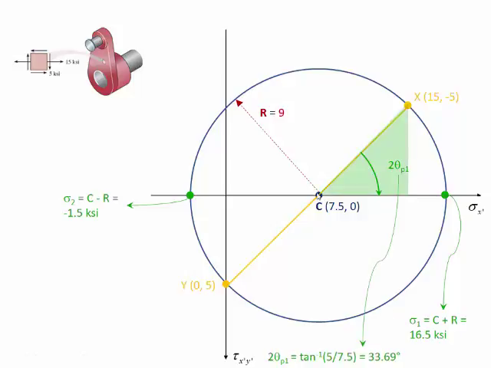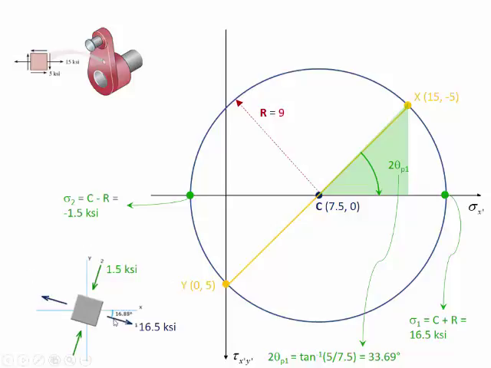Therefore, 2 theta p1 is the arctangent of 5 divided by 7.5, or 33.69 degrees, which divided by 2 ends up with 16.84 degrees. That would be a negative value because the rotation is clockwise. To go from X to sigma 1, we have to rotate clockwise. So in reality, theta p1 would be minus 16.84 degrees. And this is what we have represented here.